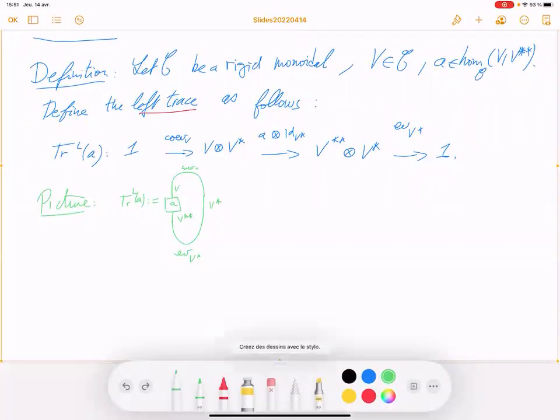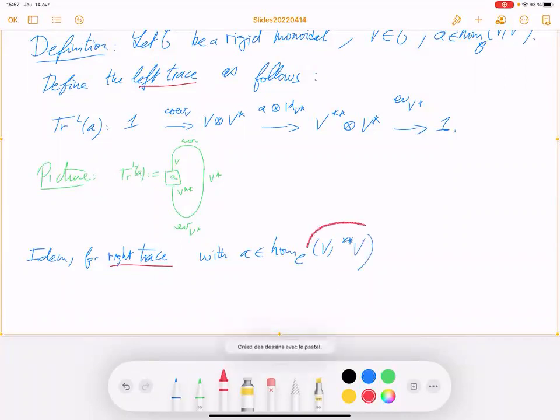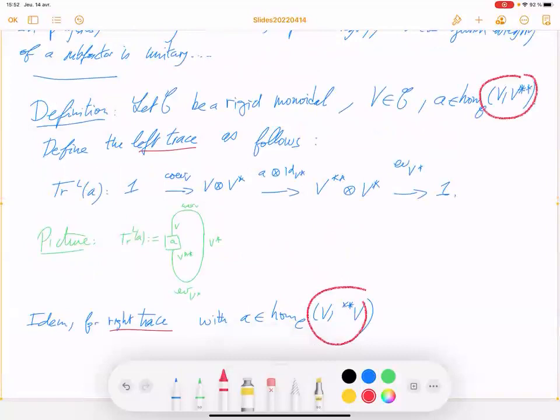Okay. And so this was a left trace, but you can define a right trace. For the right trace, you need another morphism A in Hom_C from V to the double right dual of V. Here, you see this is not the same. Here it's double left dual, here double right dual.